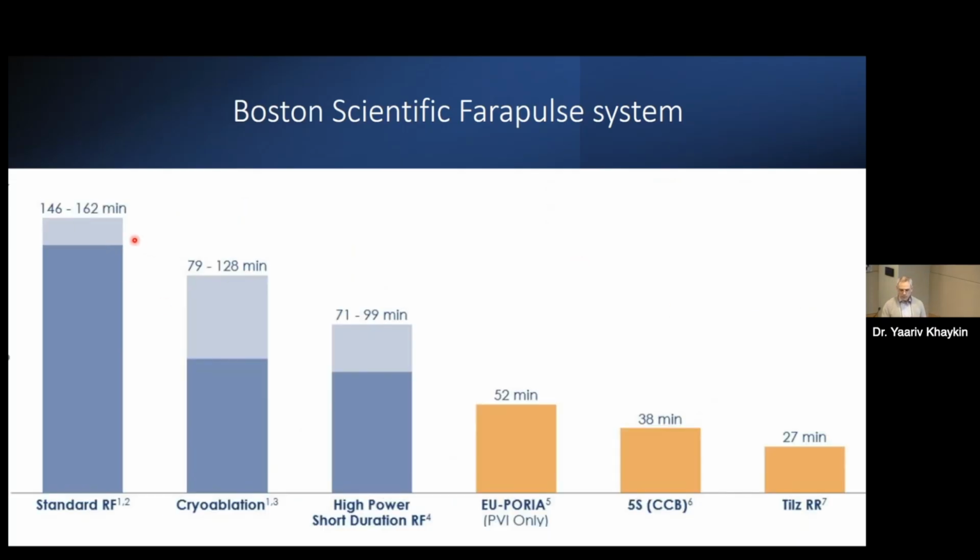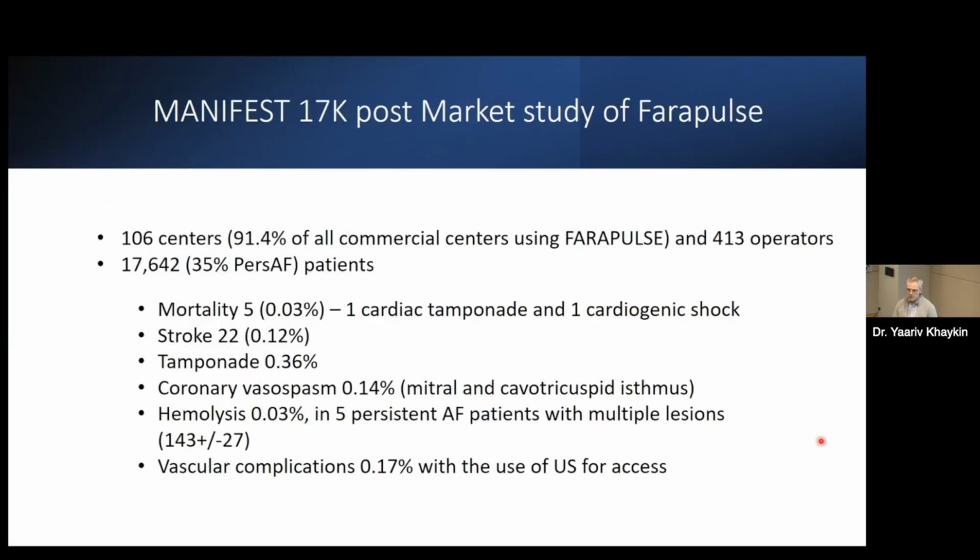You can see that going from standard RF, as I was just saying, up to 162 minutes per procedure, to cryoablation, about 80 to 120 minutes per procedure, high power ablation, about 70 minutes. In our case, our times were a little shorter than that. And then going into the incremental experience with the Boston Farapulse system, took the cases down to about 27 minutes in the literature. And I dare say that this is reproducible, and we were able to achieve similar efficiencies, as I will show you. The MANIFEST registry of the Farapulse system included 17,000 real-world patients.